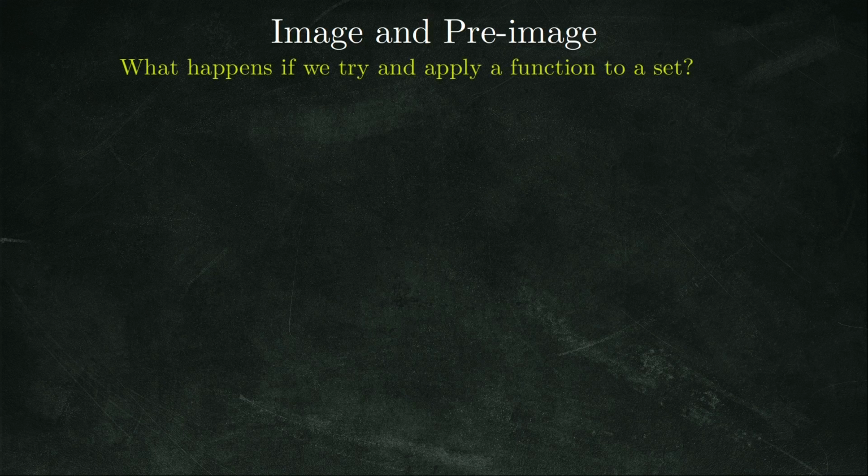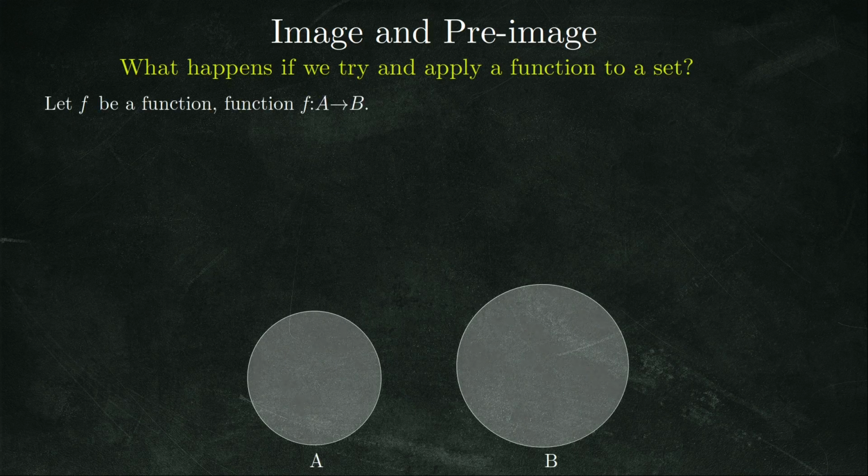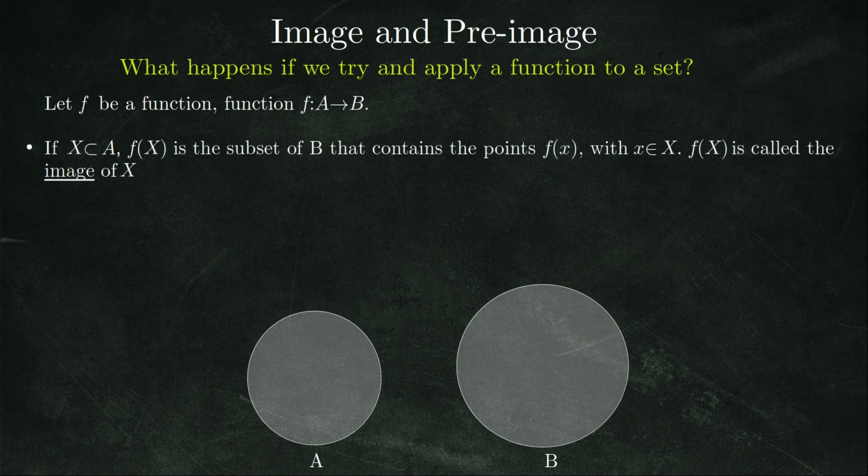We are now going to look at the image and pre-image. So this is essentially asking what happens if we try to apply the function to our set or a subset instead of just single points. So firstly, let's look at the image. If f is a function that maps A to B, and big X is a subset of A, then f of big X is a subset of B that contains all the points f of little x, where little x is in big X. And this is then the image of X.